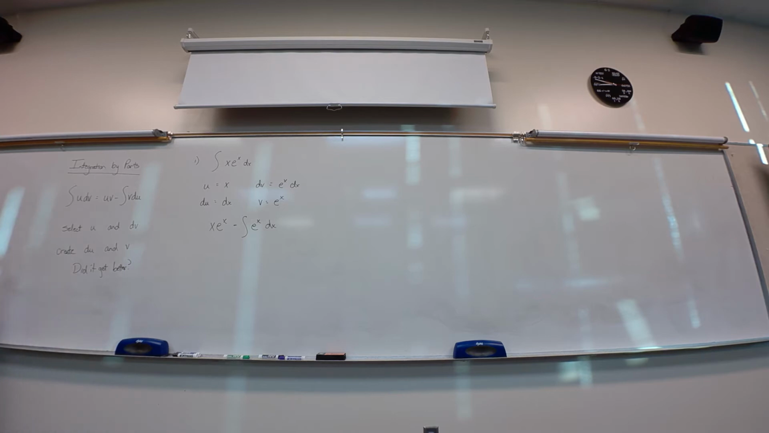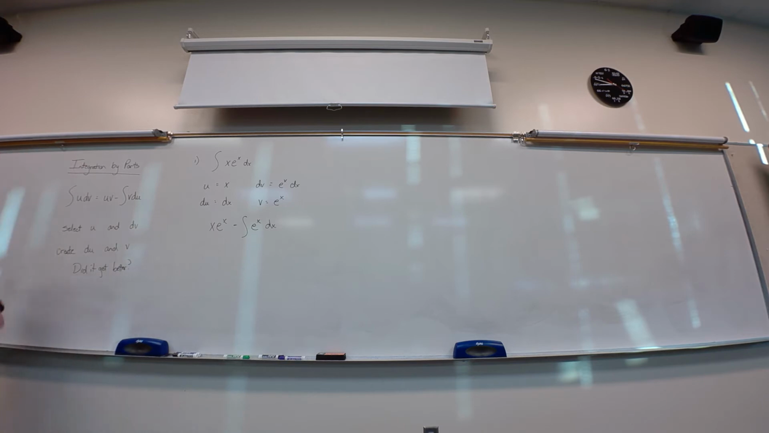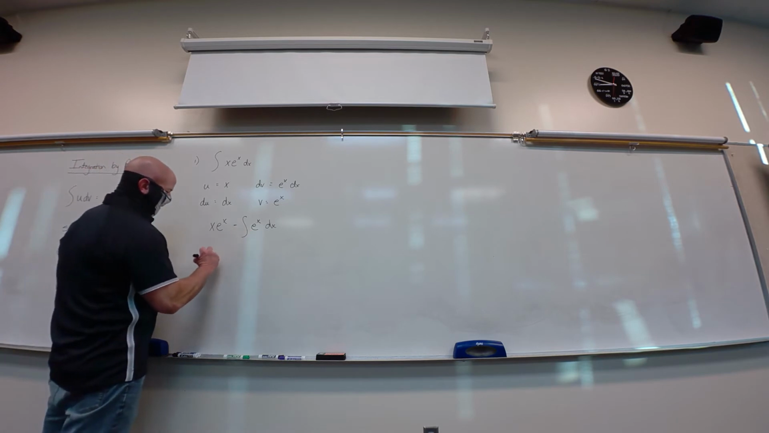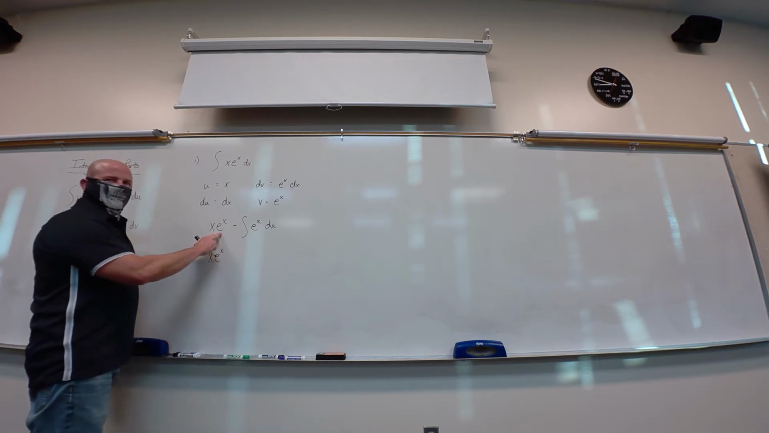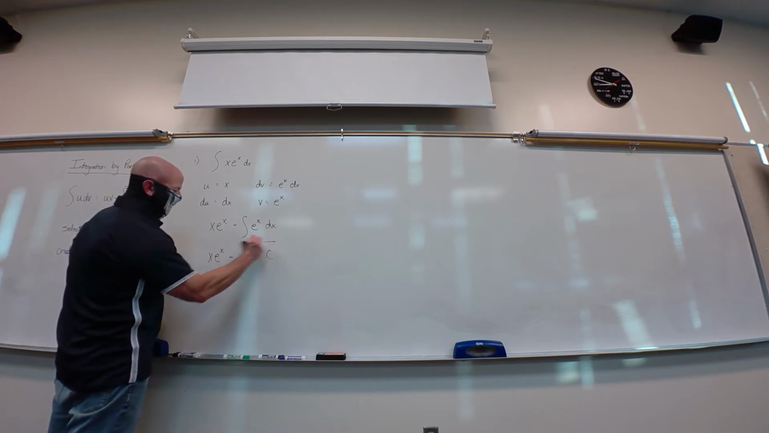Now I'm trying to integrate, so I'm not worried about this guy out here. It's done. I'm looking right at that integral. Is that integral easier to do than the original? Yes. Then I went the right way. So I'm going to integrate this guy, x e to the x, leave this here, minus the integral of e to the x is e to the x plus c.